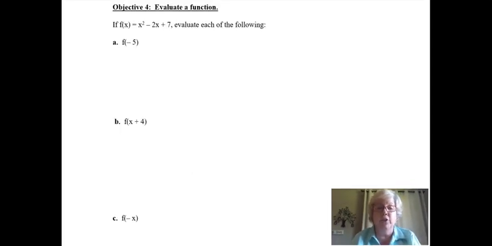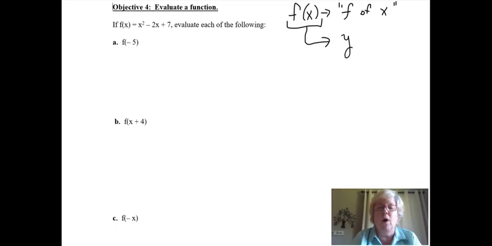Now let's look at function notation. Function notation looks like this, an F with a parenthesis and an X. We would read that as F of X. And the F(x) notation actually replaces the Y in the equation. So notice in my example here in Objective 4, instead of Y equals that equation, I have the F of X, but the Y and the F of X are interchangeable.